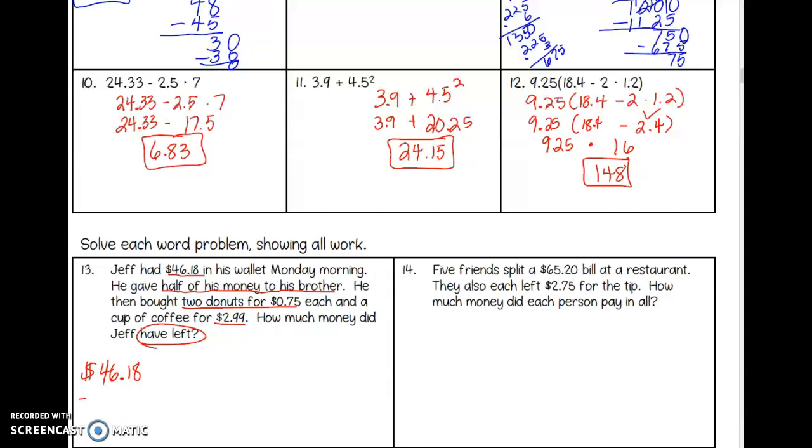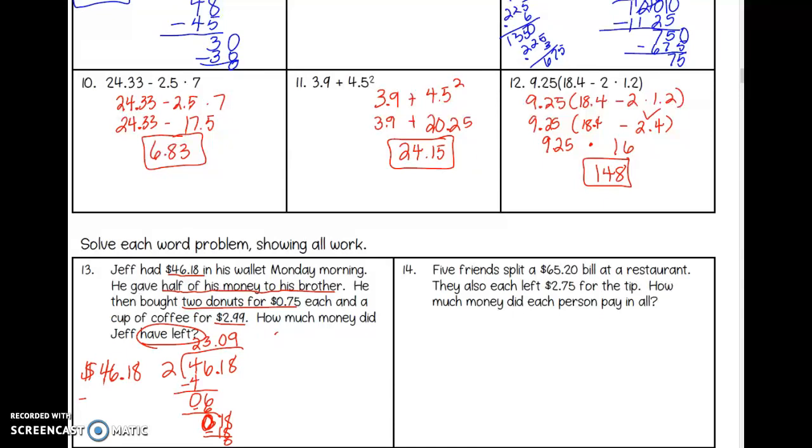So let's start here. He gave half of his money to his brother. So I'm going to take 46.18 and I'm going to divide it by 2 because dividing it by 2 tells me the half, okay? So you go ahead and solve, divide by 2, and then we'll... Okay, so you should have discovered that 23.09 went to his brother, correct? Yes. Okay. All right, now let's do the next one.